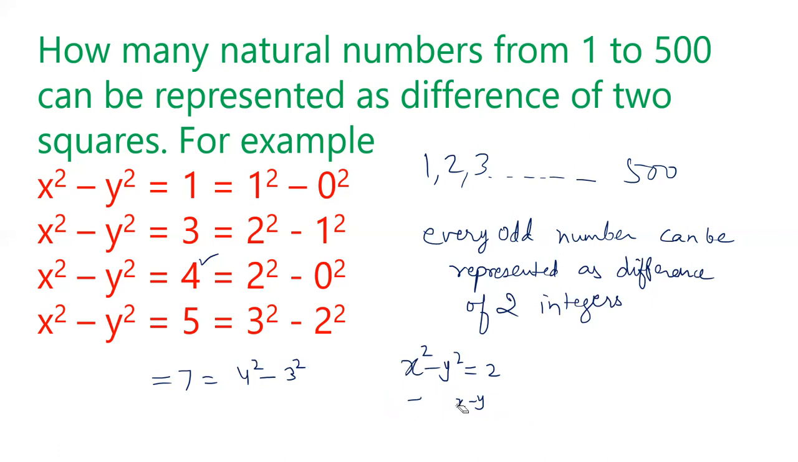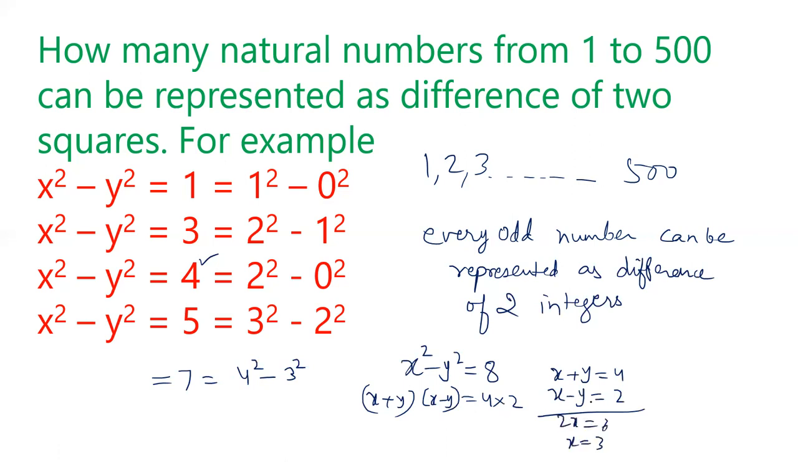But if the even number is a multiple of 4, any number, for example 8, it can be represented as 4 into 2, x plus y into x minus y. So x plus y will be 4 and x minus y will be 2. 2x is equal to 6, x is equal to 3, and y will be equal to 1. So 8 can be represented as 3 square minus 1 square. So there are two different cases where the number can be represented as the difference of squares of two numbers.